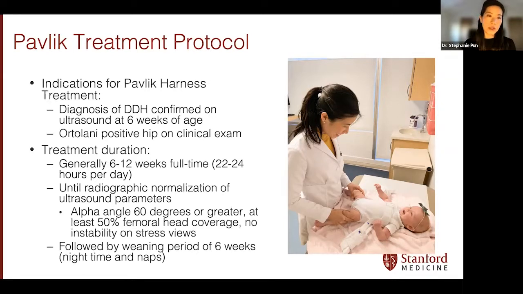The treatment duration generally is in 6-week intervals. So usually by 6 weeks or 12 weeks of full-time bracing, 22 to 24 hours per day, that should be sufficient for correcting the alpha angle and femoral head coverage. We check on ultrasound at 6 weeks and at 12 weeks again to check these parameters for normalization. And then once the ultrasound parameters are normalized, we wean the harness for a period of 6 weeks where the infant just wears the harness at night and during naps, about 12 hours a day.